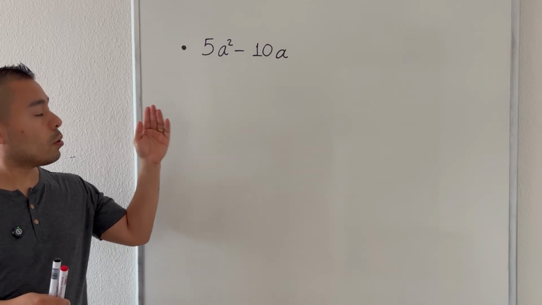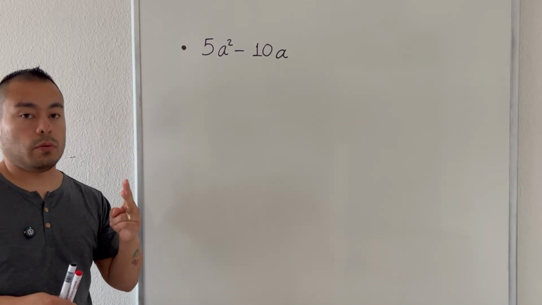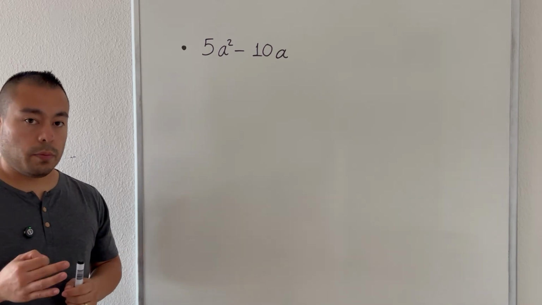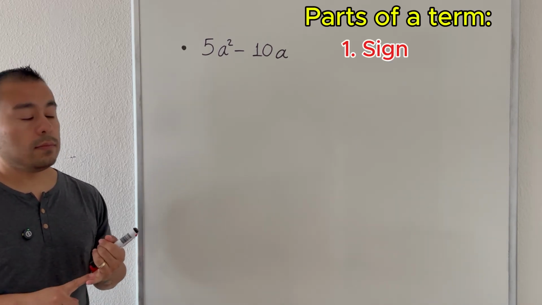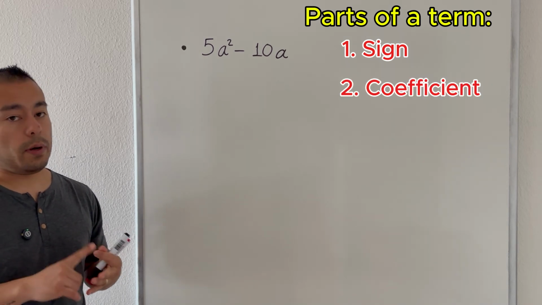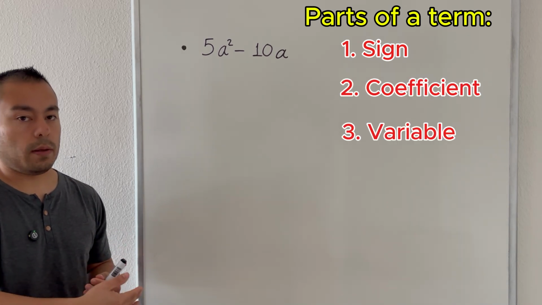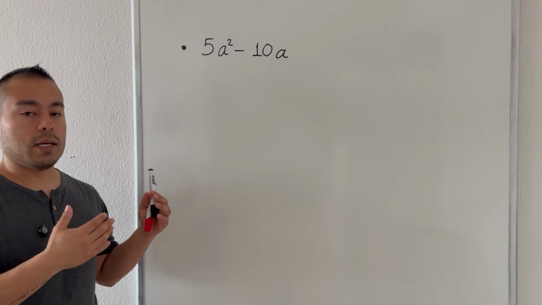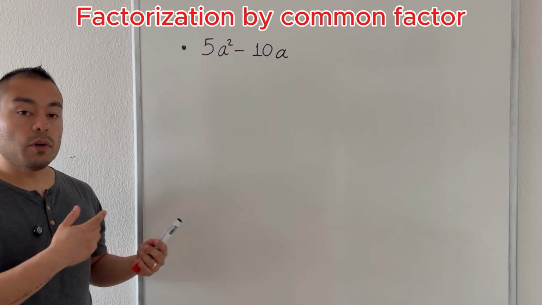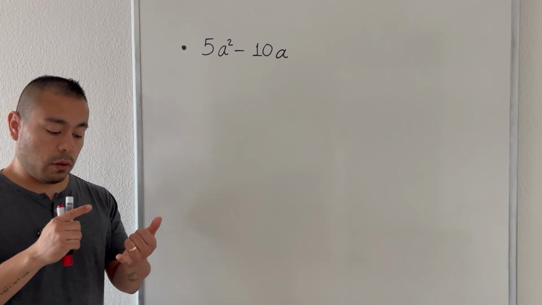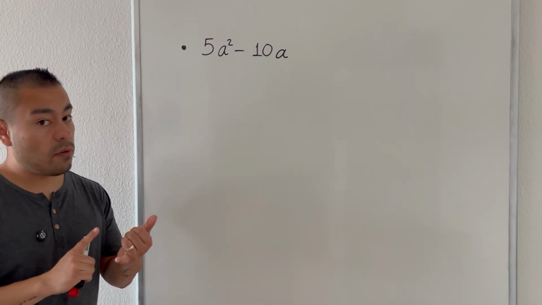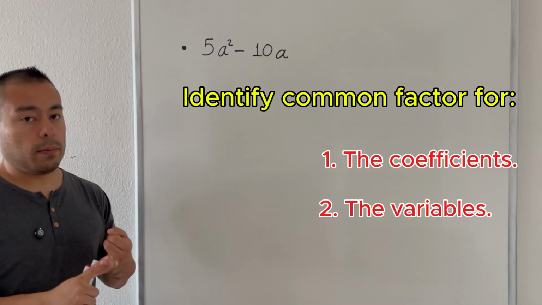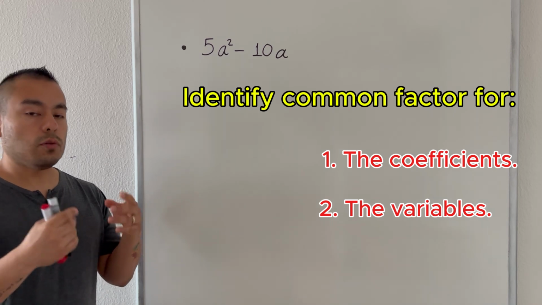This example is an expression comprised of two terms. And if you recall from previous lessons, every term is comprised of a sign, a coefficient, and a variable. Of course, the power of such a variable. In this case, we're going to use the technique of factorizing by common factor. If we do that, we need to first of all obtain the common factor in the coefficients and the common factor in the variables if that is applicable. Let's try to do this.